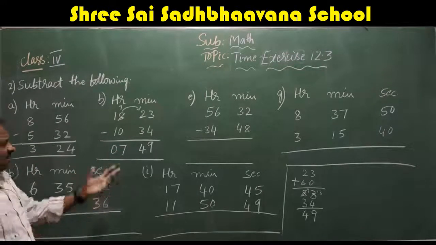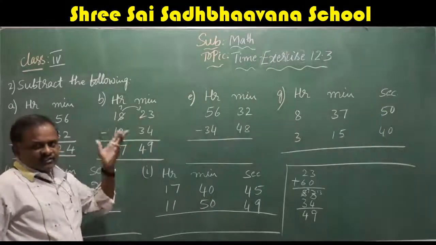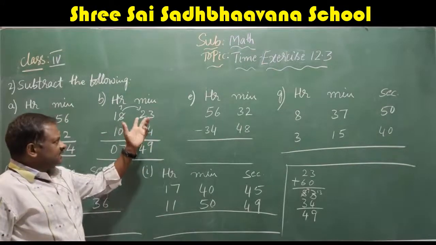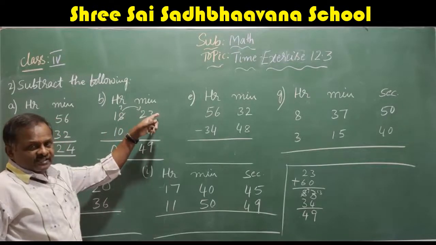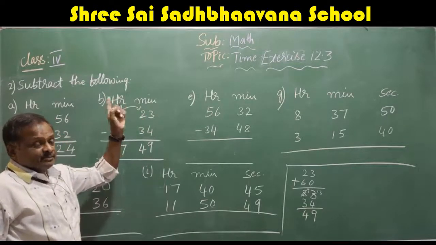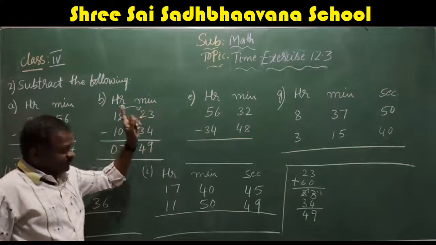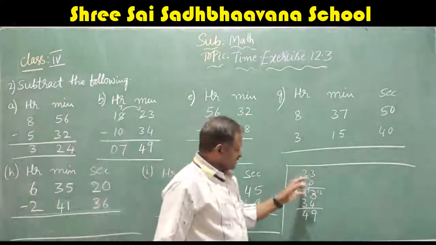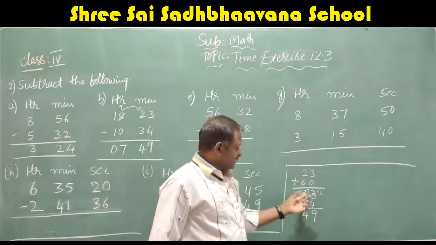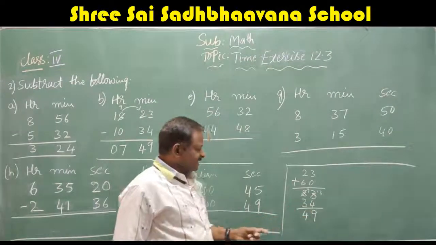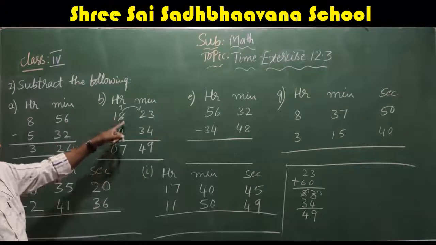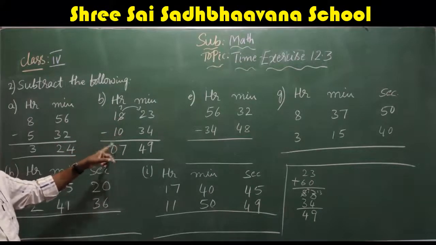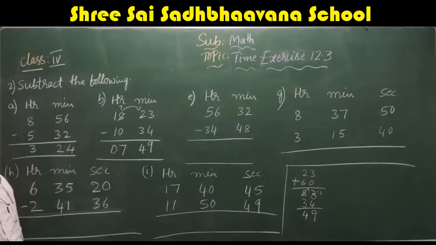Once again I will explain. 34 minutes is greater than 23, so it is not possible to subtract 34 from 23. So take 1 hour to this side. 1 hour means 60 minutes. Convert this hour into minutes, then add 60 plus 23, you will get 83. From 83 you subtract 34, you get 49. Here it becomes 17 hours. 17 hours minus 10 is equal to 7 hours.